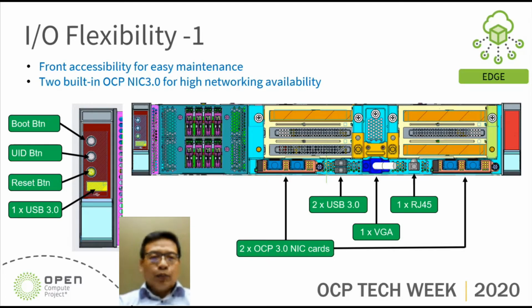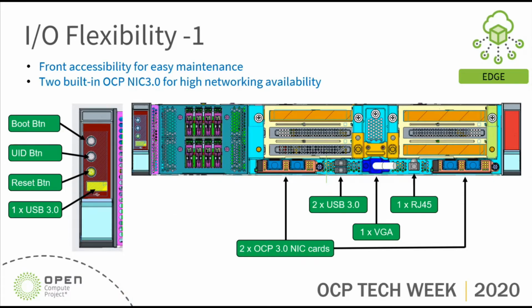So it provides very easy maintenance for edge deployment. And also, there are two built-in OCP NIC 3.0, so this will provide very high networking availability. And you may find on the left-hand side we have different buttons and the USB port. On the front side, there are two OCP 3.0 and the USB interfaces. We also have a VGA port and the dedicated management RJ45 for the BMC management.